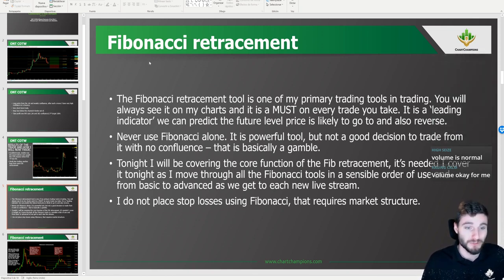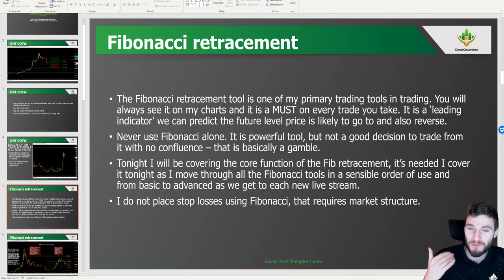Okay, so the Fibonacci retracement. The Fibonacci retracement tool is one of my primary tools in trading. You will always see it on my charts, and it is a must on every trade you take. Obviously, if you don't want to, you don't have to apply it, but in my opinion, it's a must. It is a leading indicator. Okay, so we can predict future price levels, where it is likely to go, and also to reverse.